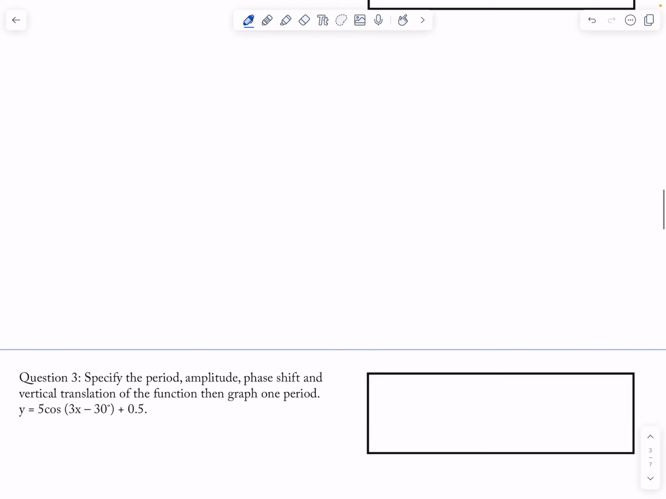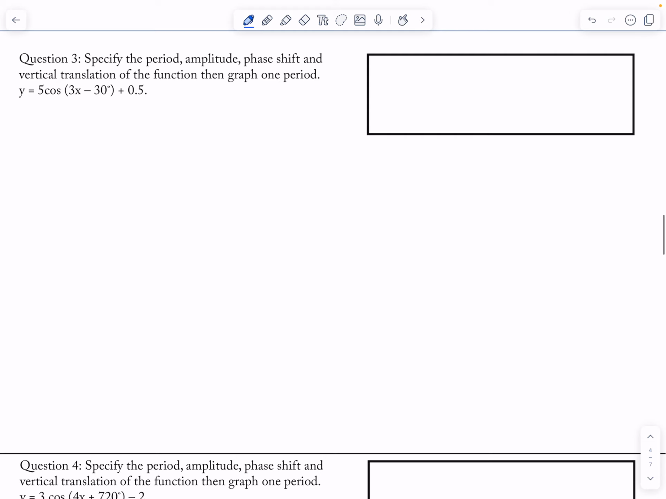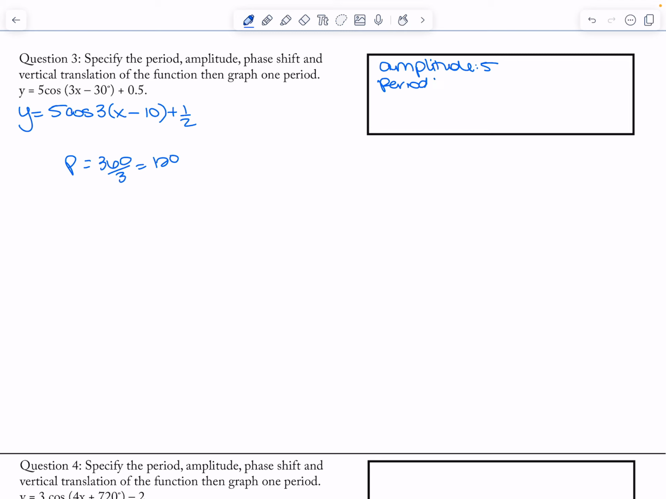Okay. All right. And then here, I don't like decimals. I should have fixed that. 5 cosine. I'm going to factor out a 3. So x minus 10 and then plus 1/2. Oh, this makes me so sad. Amplitude is 5. The period is 360 divided by 3, which is 120. I'm shifting to the right by 10, and I'm going up by 1/2.